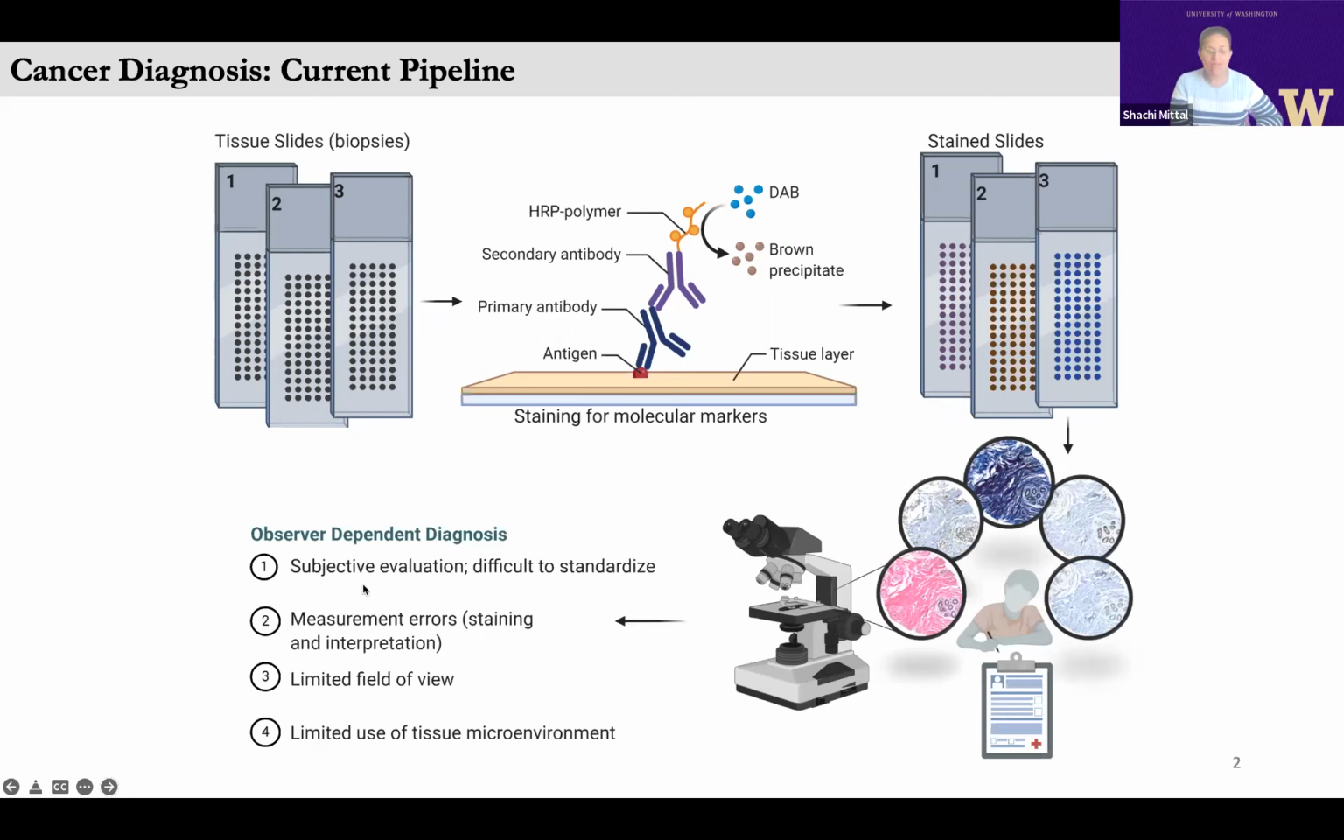Now, the problem with this approach is that because it is observer dependent, there is subjective evaluation, and therefore it is difficult to standardize from one clinician to the other, from one hospital to the other. There are measurement errors coming not only from staining the sample, but also interpreting the images. And there is limited field of view and use of microenvironment, which I'm going to cover on the next slide.